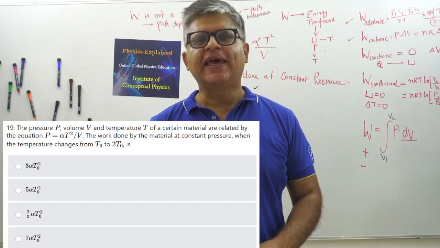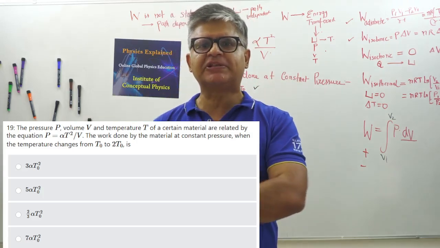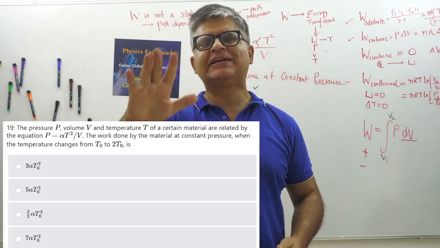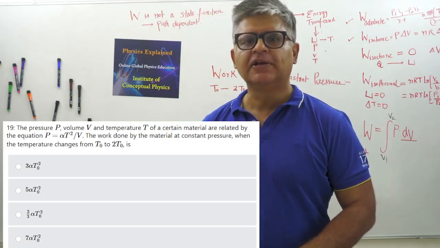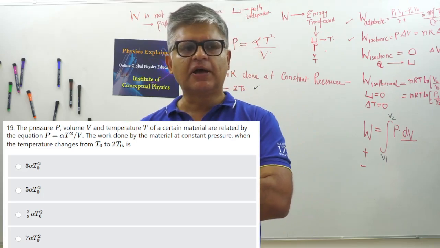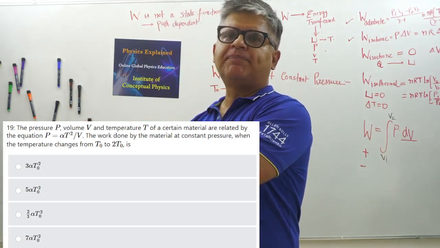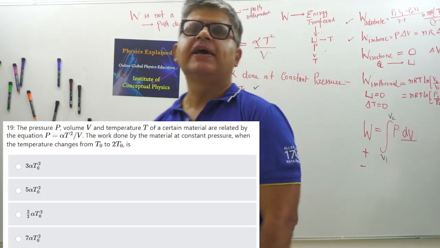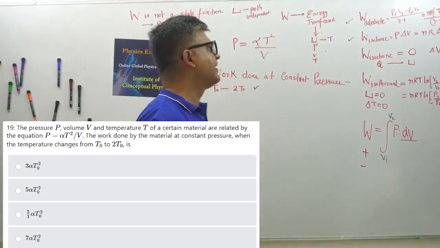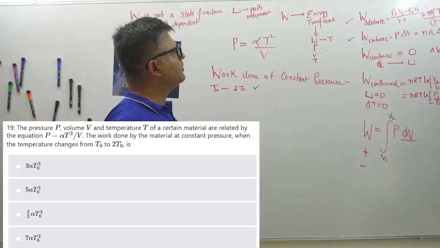Internal energy is a state-dependent function. Initial temperature, final temperature. What path you take does not matter in the case of internal energy. Why did I tell you internal energy? So that you can distinguish between a path-dependent function like work and a path-independent function like internal energy. Be very careful. I have written the word U here. Okay.